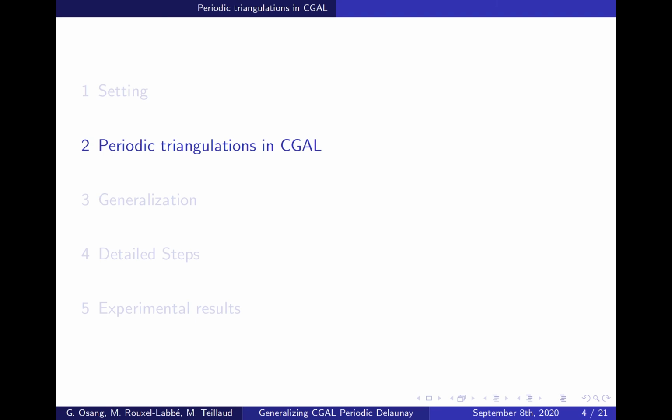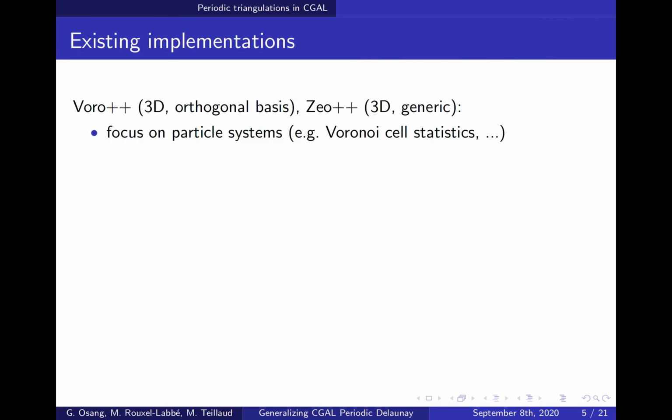So I just introduced the setting. I will talk now about what is currently out there and what is currently in CGAL, then how we generalize it, mention a couple of details, and then show some experimental results. So apart from CGAL, there are, strictly speaking, some implementations already out there.